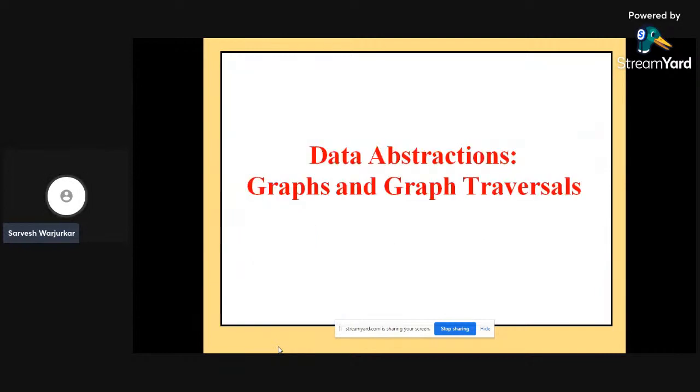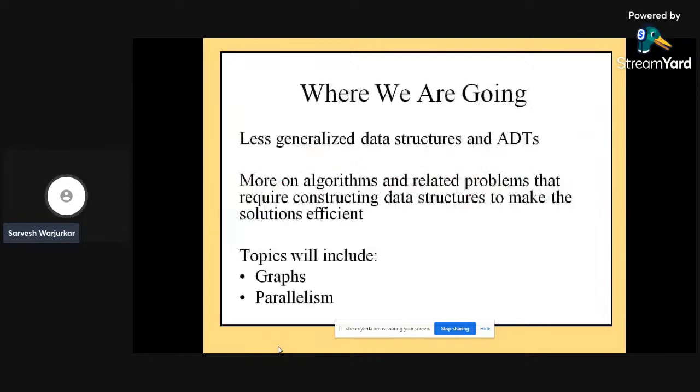Firstly, we'll go with the data abstractions, what graphs are, and what we are going to cover in today's video. I'm going to explain it. Less generalized data structure and ADTs, that is abstract data types. More on algorithms and related problems that require constructing data structures. It belongs to the non-linear type of data structure.